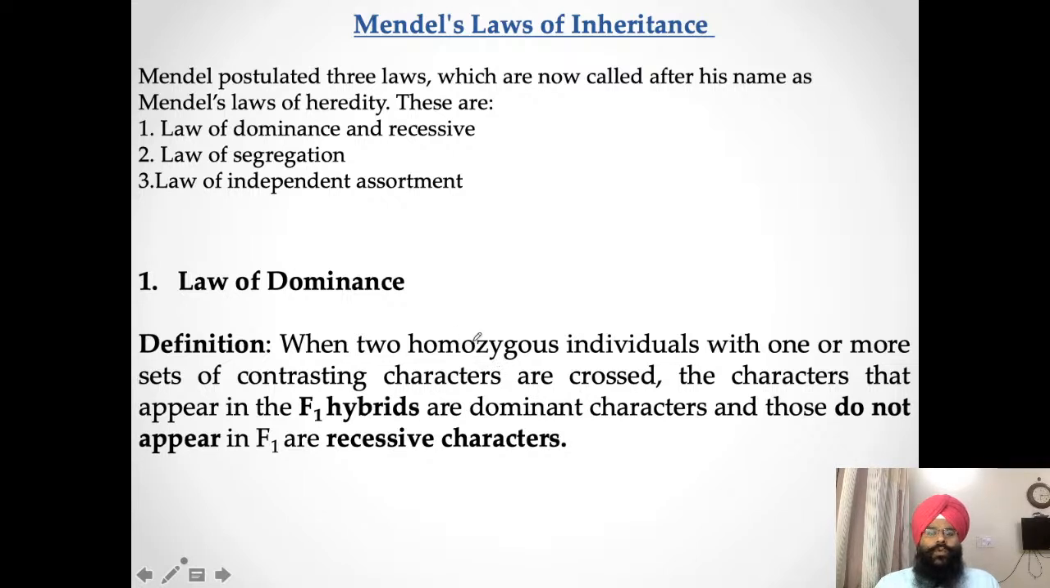So when two homozygous individuals with one or more sets of contrasting characters are crossed, the characters that appear in the F1 hybrid are dominant characters, and those that do not appear in F1 are recessive characters.